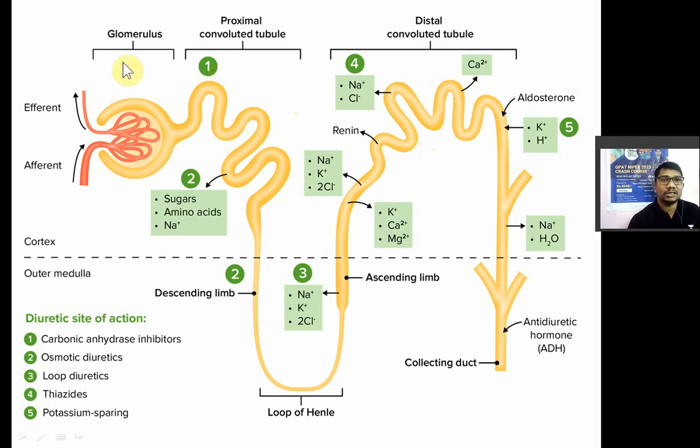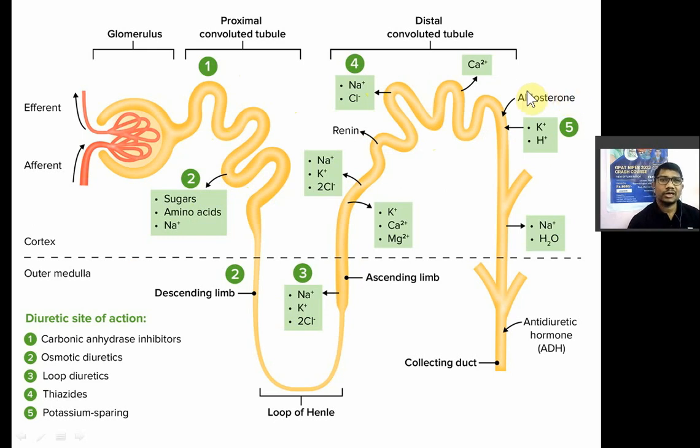So first site is nothing but this proximal convoluted tubule. Second site is nothing but the late end of your PCT. Third site is nothing but the loop of Henle. Fourth site is nothing but the primary or initial end of your distal convoluted tubule. And fifth site is nothing but the late distal convoluted tubule.